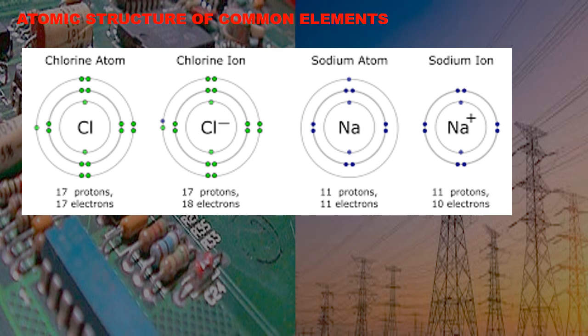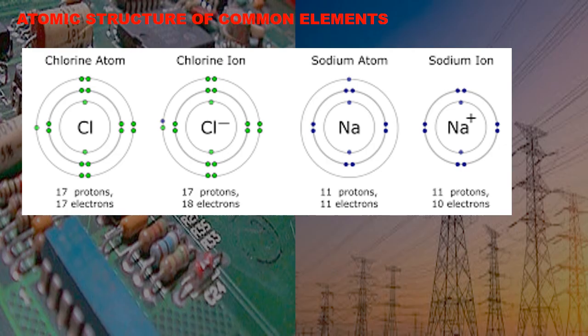So when you have a minus, that means it's going to gain an extra electron. When you have a plus, it means it's losing electrons. So positive ions are called cations, and negative ions are called anions. That's from your chemistry class in grade 12 or grade 11.